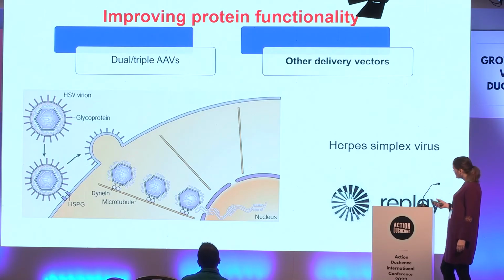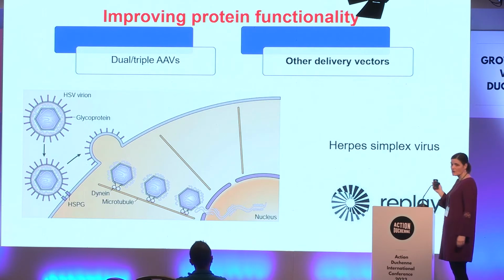But as Annemiek's pointed out, we could also use other delivery vectors. So we're working with a company called Replay, who have this herpes simplex virus, which causes herpes normally, but obviously you gut it and then package in the full-length dystrophin gene and hopefully deliver to muscle. So we'll see where we go. It's just started that project. So you could use other viral vectors that have a bigger packaging capacity.